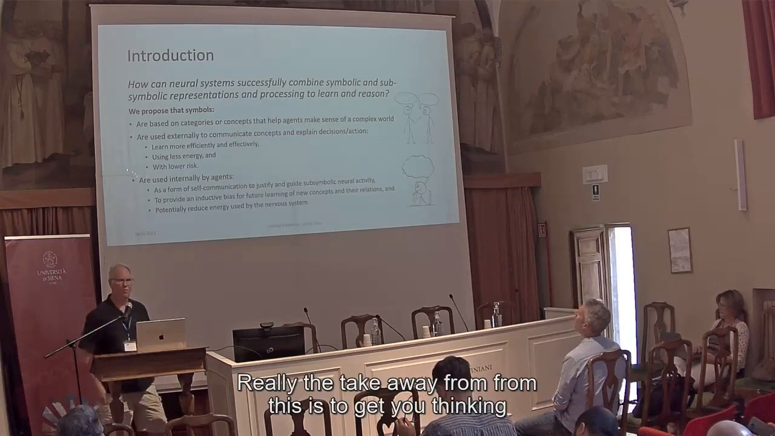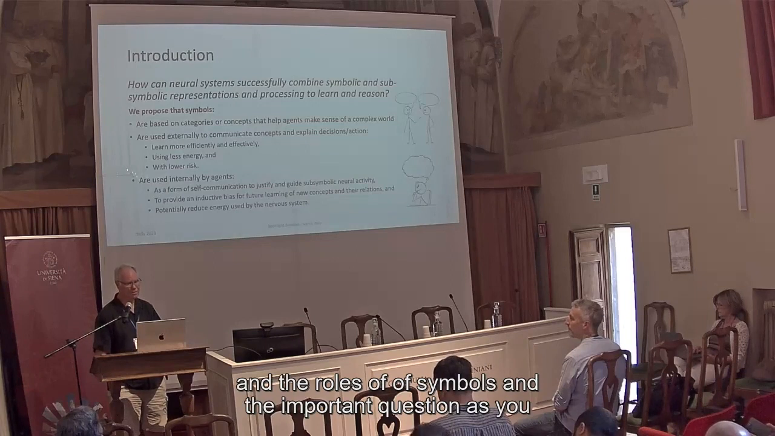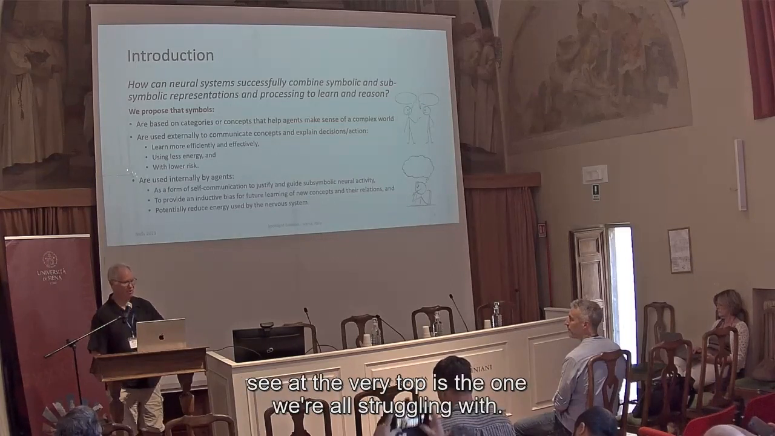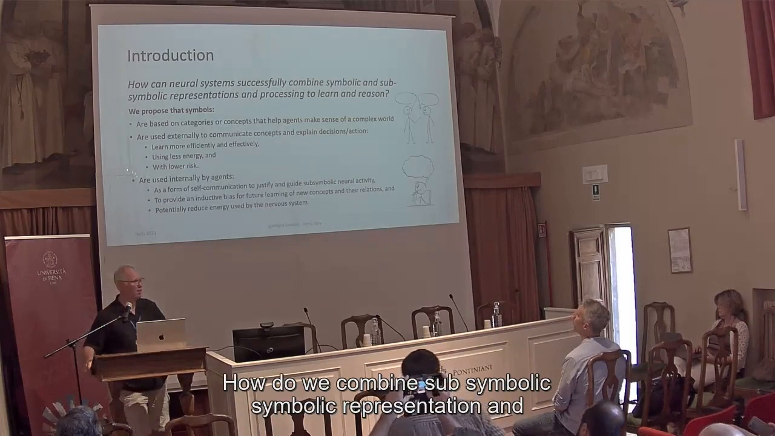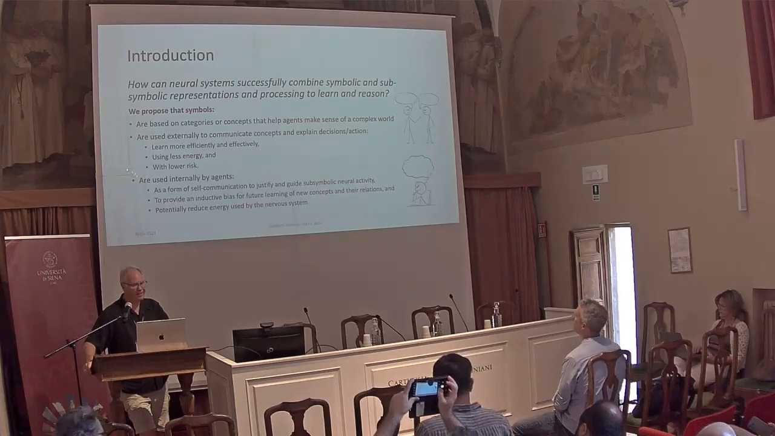Really, the takeaway from this is to get you thinking perhaps a little differently, at least some of you, about symbols and the roles of symbols. And the important question, as you see at the very top, is the one we're all struggling with: how do we combine sub-symbolic and symbolic representation and processing together?